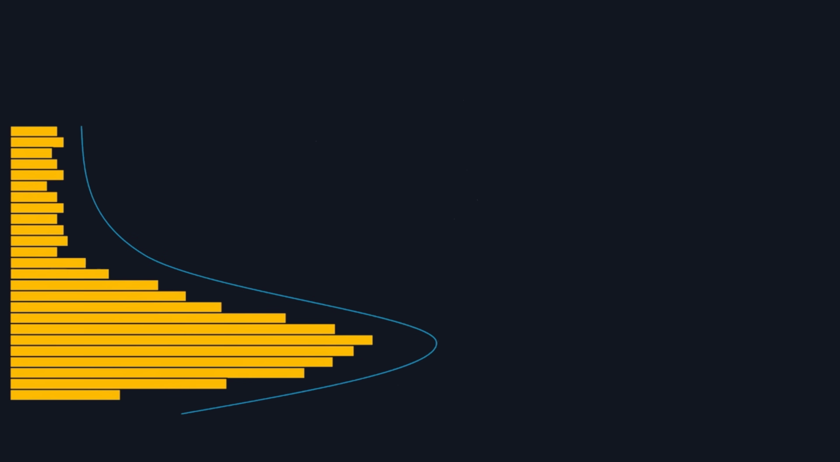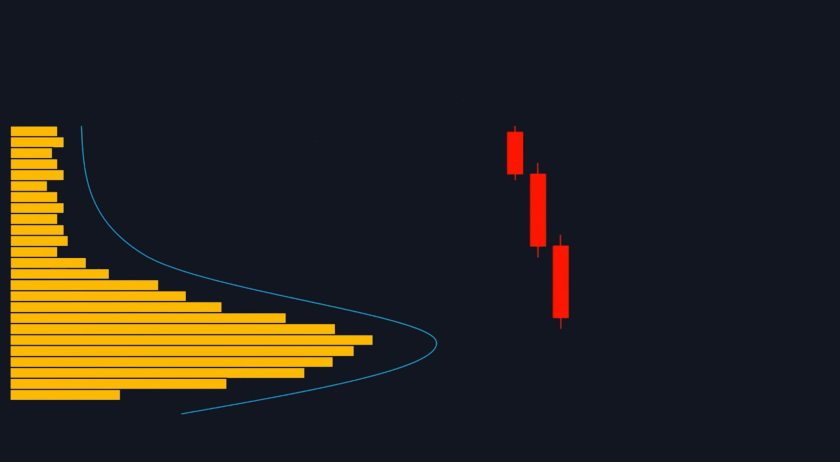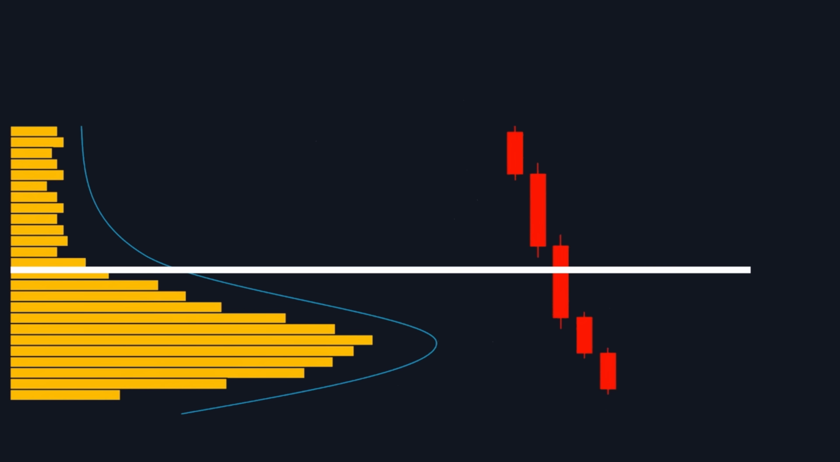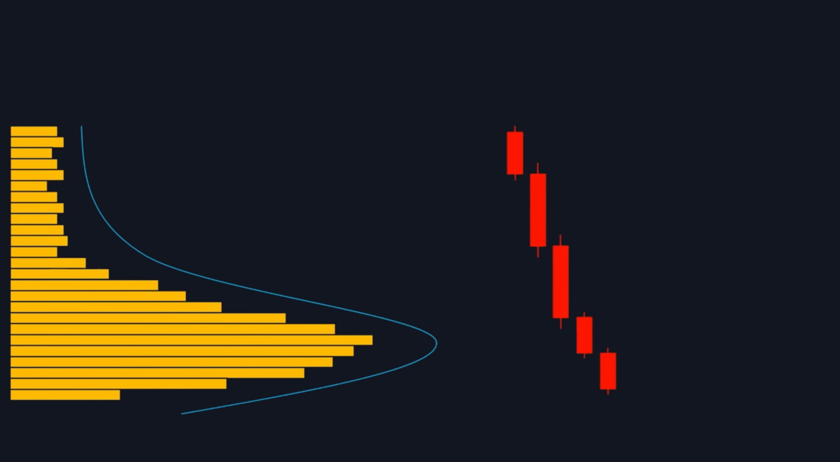The B shape is just the mirror image. Heavy volume at the bottom, thin tail above. Sellers are in charge. Same rules apply. The day needs to close below 50% of the range to be genuine. You look for bounces into the POC or that upper low volume bump and you go short.